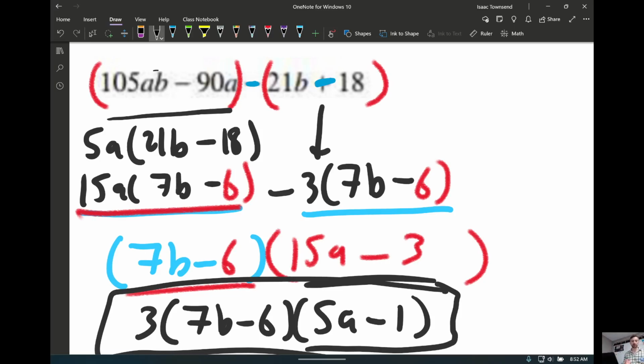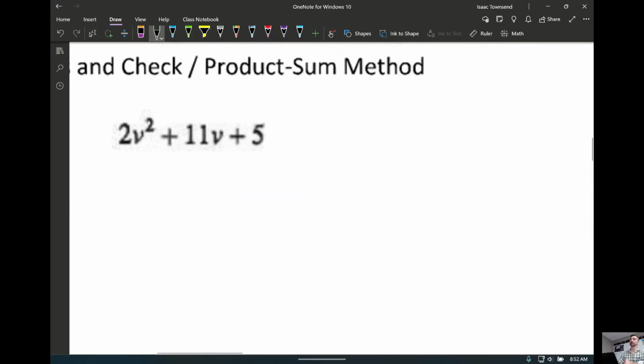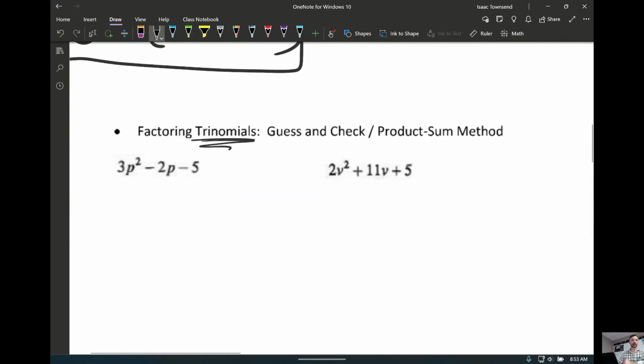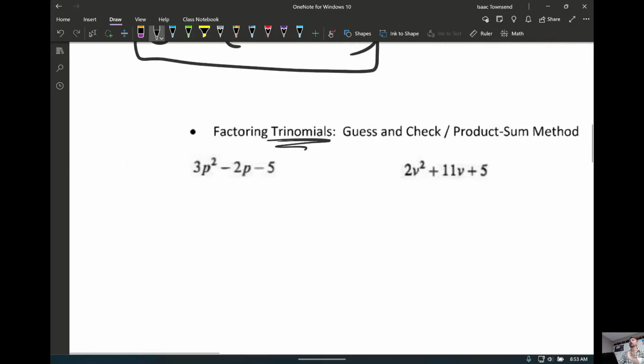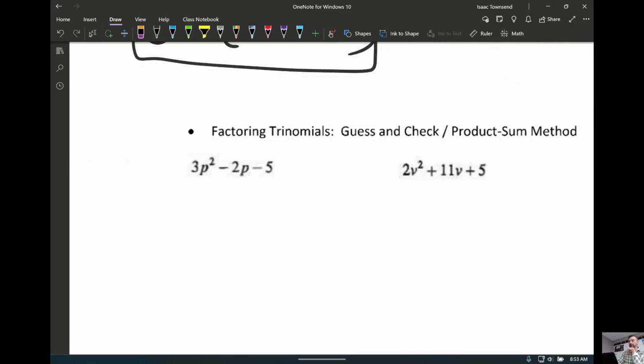Okay, and then on to the last type, I would say the most important type, because these are just the type of questions you're going to see the most. So these are going to be trinomials, so 3 terms. A is not necessarily 1. If A is 1, you can learn some shortcuts and do them a little bit quicker, but realistically, A is not usually 1. So I want to talk about 2 methods.